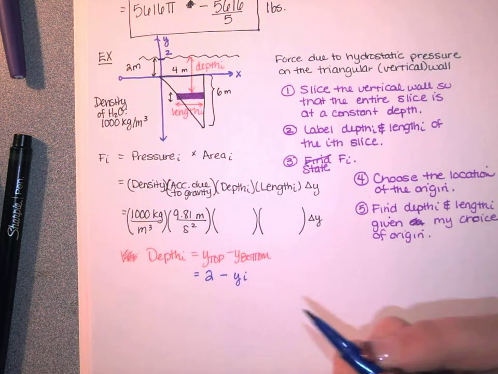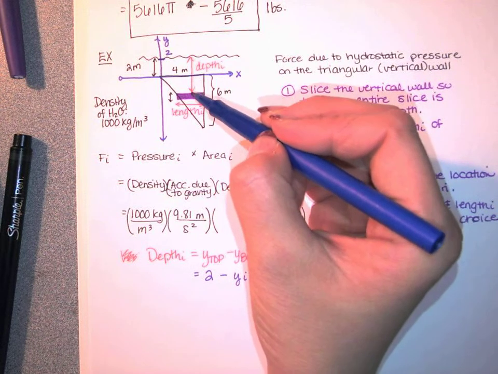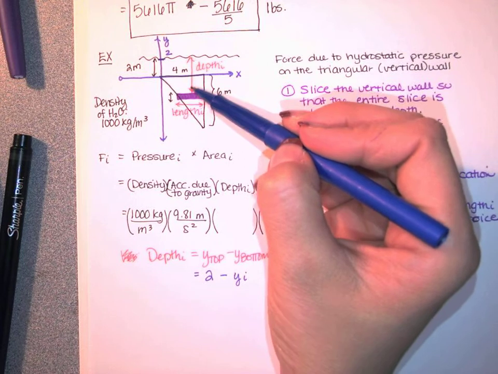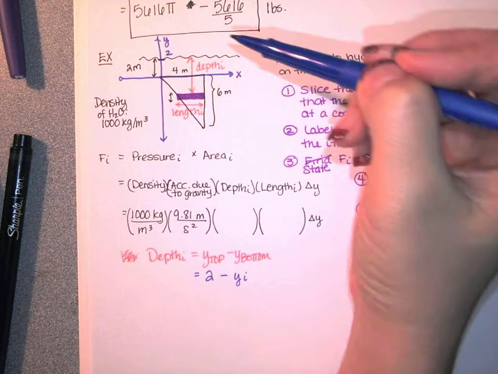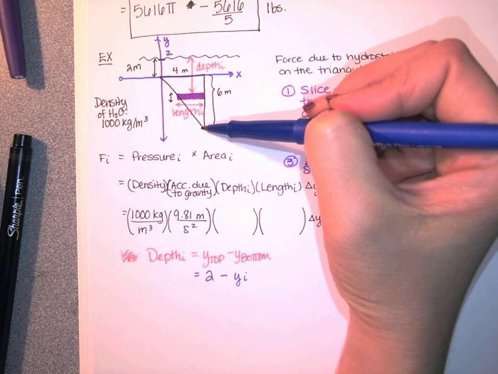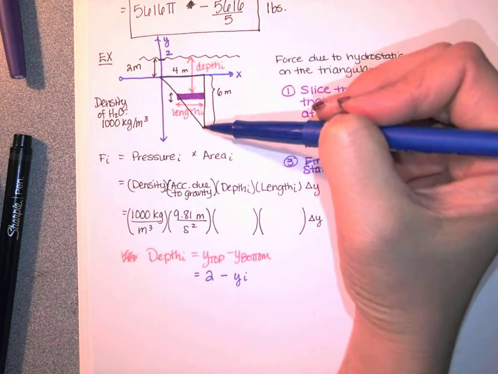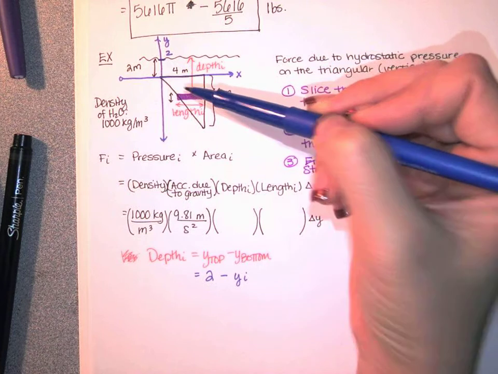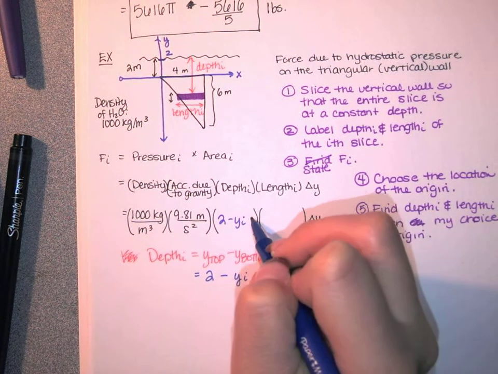Now, I've had students argue with me about this. They say, how could that possibly be y? y is negative down here. Well, let's think about it. When y is negative 2, what's the depth? It's going to be 2 minus negative 2. The depth is going to be 4. When y is negative 6, it's going to be 2 minus negative 6, or 2 plus 6, which gives me an 8. So the depth is the top y minus the bottom y, which is 2 minus y, and that's going to be in meters.